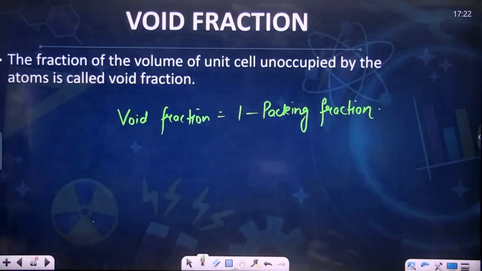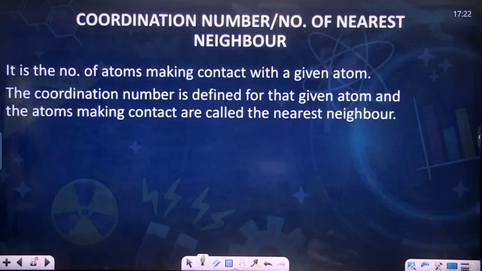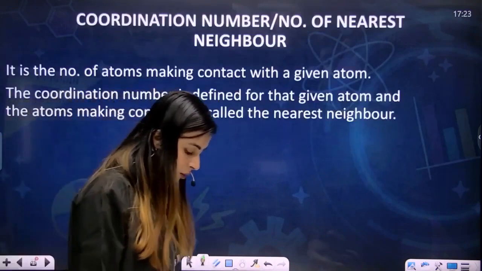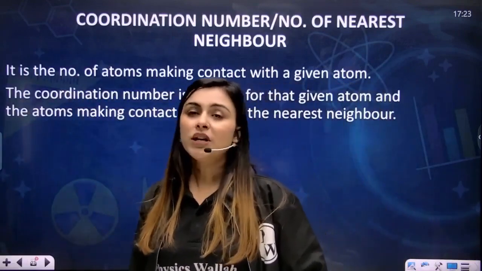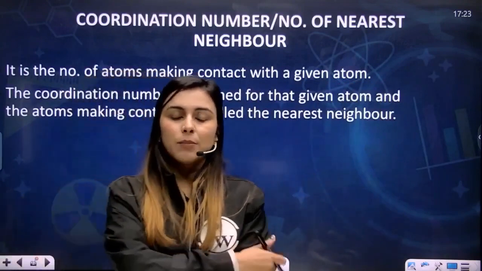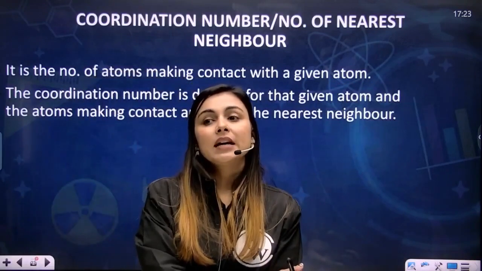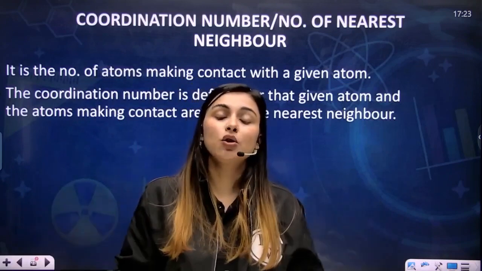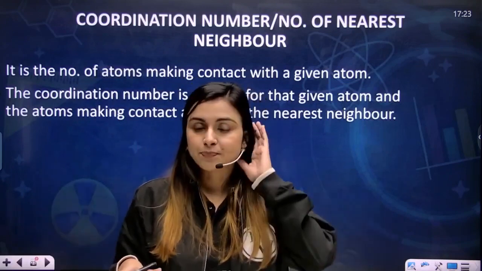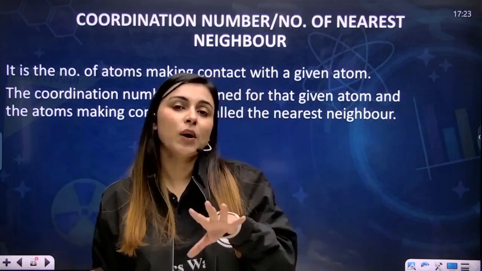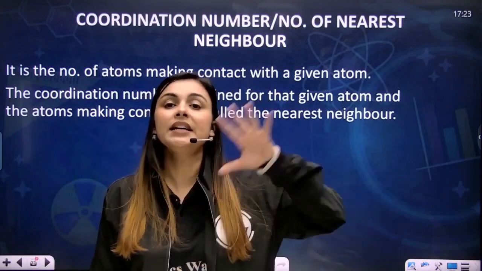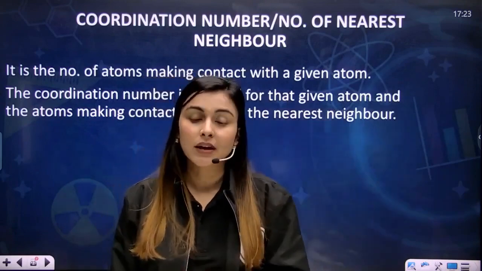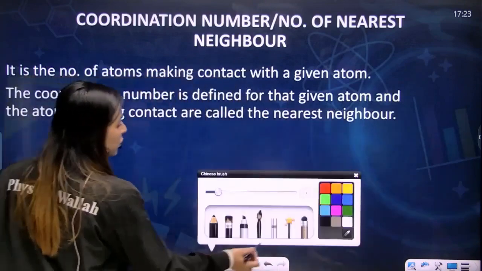Perfect, my dear students. Let's move forward. Next is coordination number. The next thing I want to explain today is coordination number. What does coordination number mean? Coordination number means how many atoms are in direct contact with one particular atom. If you are asked the coordination number of an atom, that means how many atoms are in direct contact with that particular atom. Let's try to understand this.